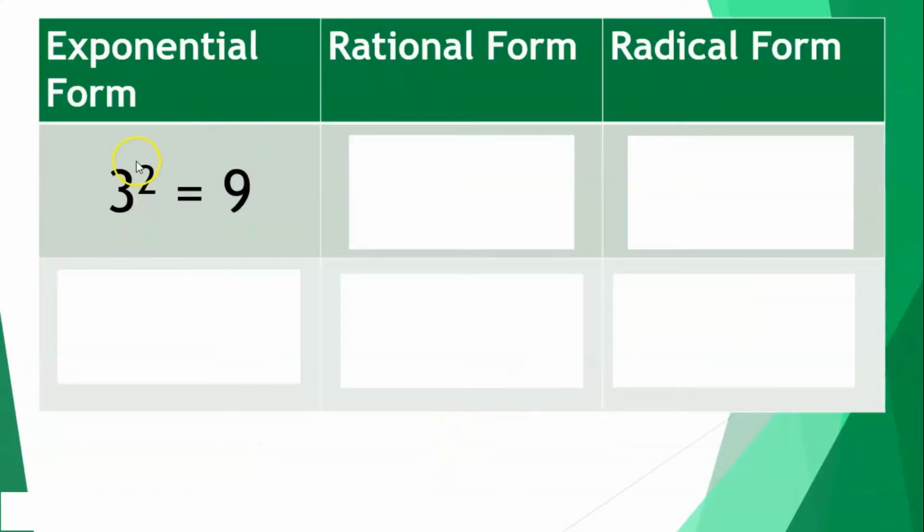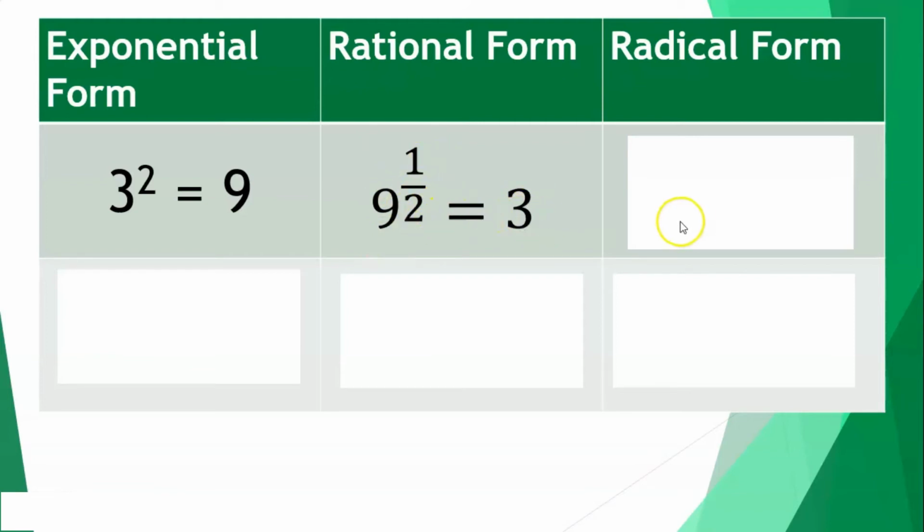Okay, now we have here 3 to the power of 2, which is 9 in exponential form. Again, rewriting this to rational form, as we learned in the previous video, we have here 9 to the power of 1/2 is equal to 3. Or, in radical form, we can rewrite this as the square root of 9 is equal to 3. So take note, the denominator here indicates the index.